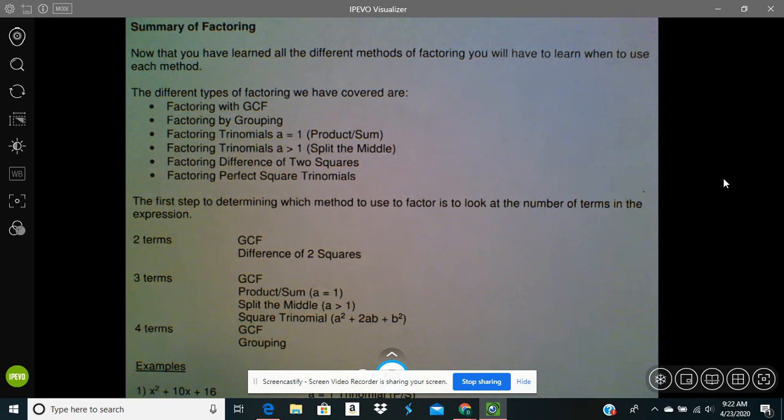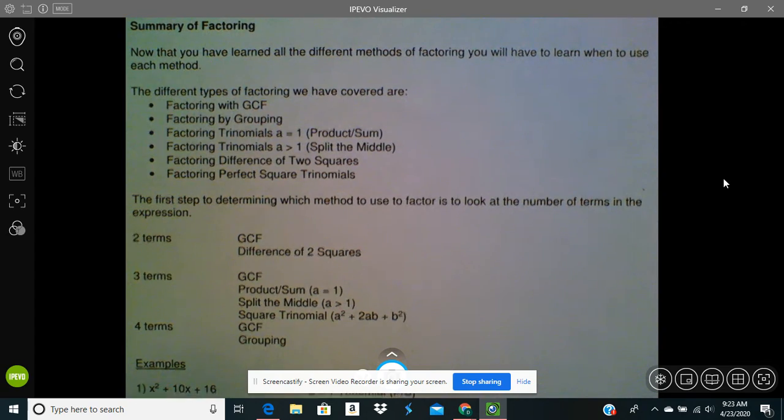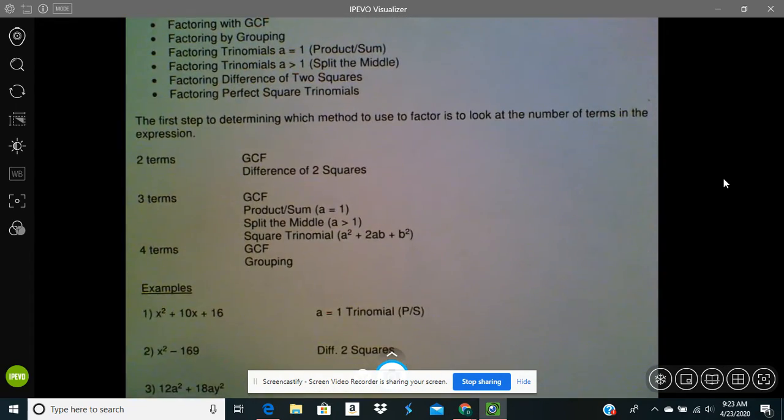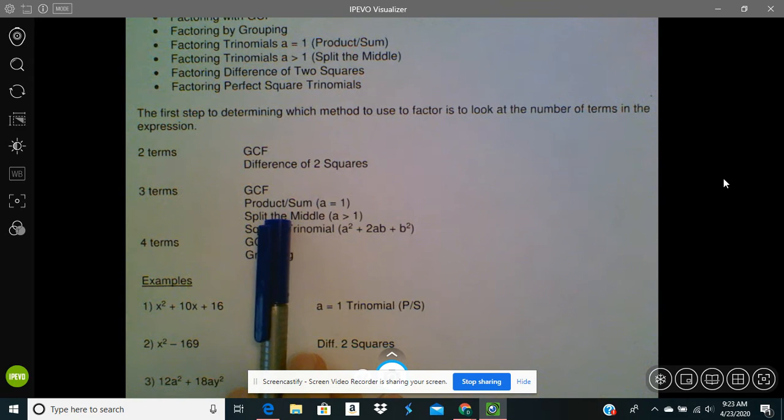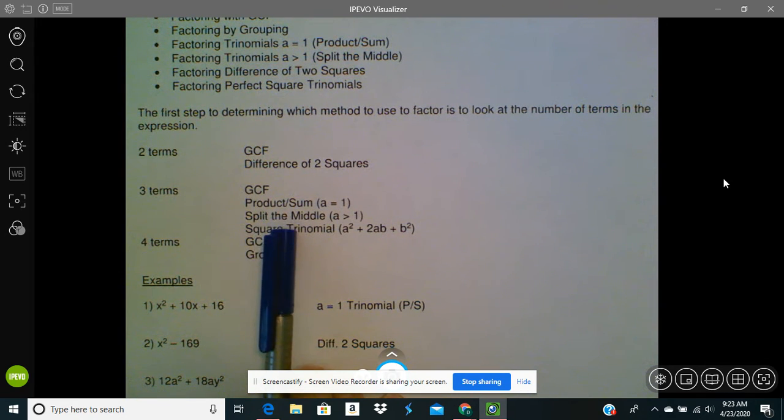All right, the first thing I would recommend you do is count the terms. If you see 2 terms, of course, you always look for the GCF. Notice on the notes everywhere, the first step is to find the GCF if it's there. Once that's done, then look for a difference of squares. If there are 3 terms, you have several options. First, take out the GCF if there is one. If there is a GCF, then look at the leftovers. See if you can factor that using product sum, or split the middle, or maybe it's a square.